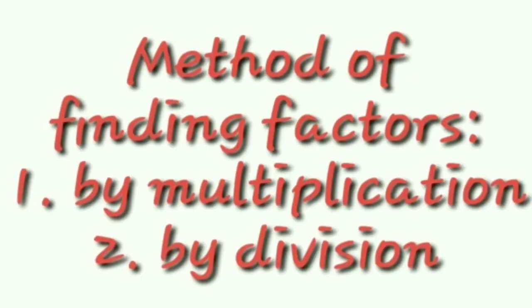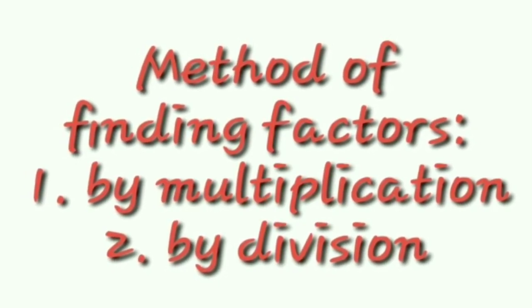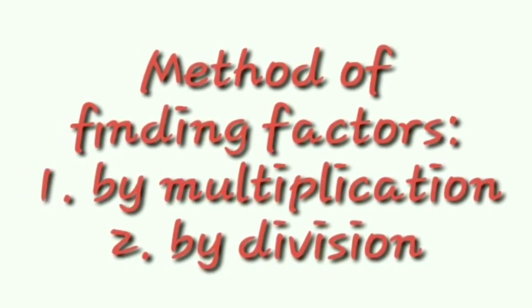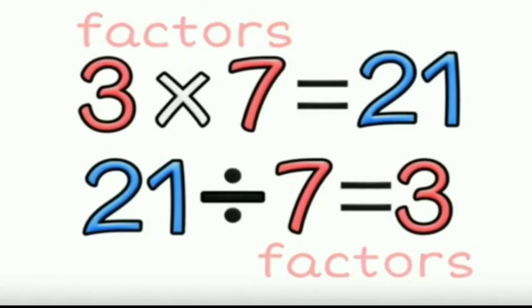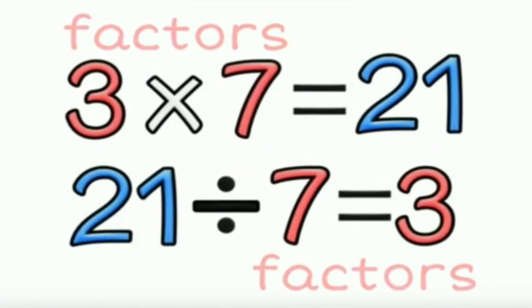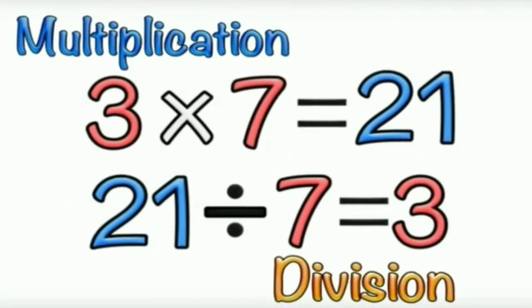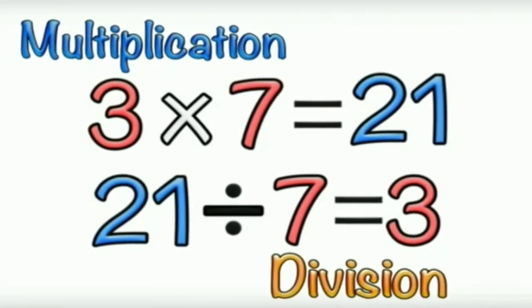However, we have studied that there are two methods of finding factors, that is, we can determine the factors by multiplication and by division. For example, 3 into 7 is equal to 21 and 21 divided by 7 is equal to 3. So here the factors are 3 and 7, which we have determined by multiplication and by division.